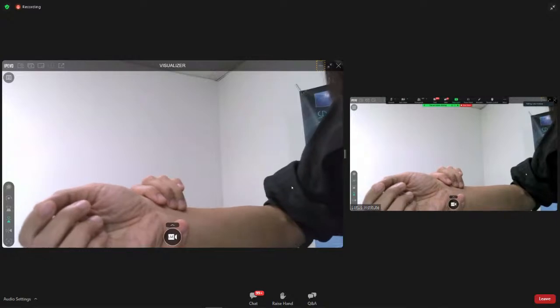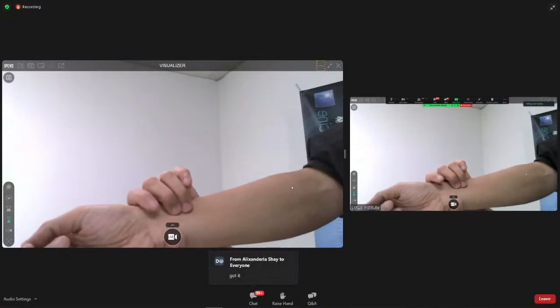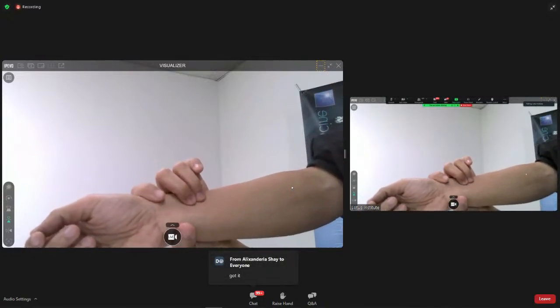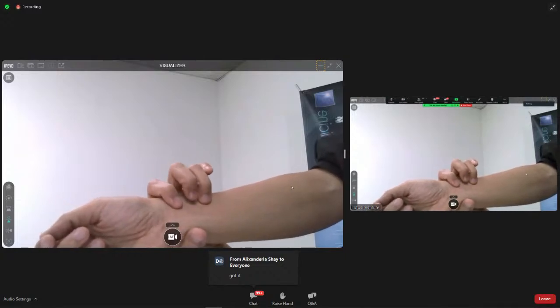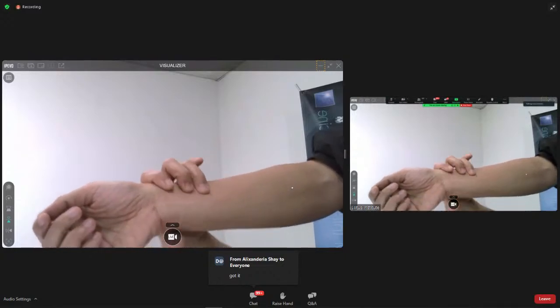Okay, so the index finger is in front of the styloid, in front of the styloid process. So that's the first one, and then the middle finger, and then the last finger.